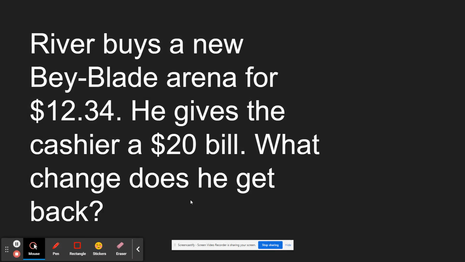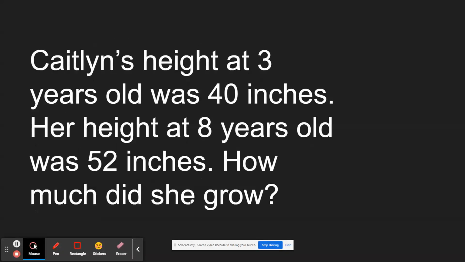River buys a new Beyblade arena for $12.34. He gives the cashier a $20 bill. What change does he get back? So imagine you go up to the register and you're paying for something that's $12.34. You give them $20, they're going to give you the change, which is the difference between $20 and $12.34. So the difference is going to be subtract.